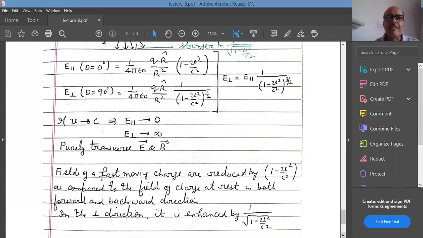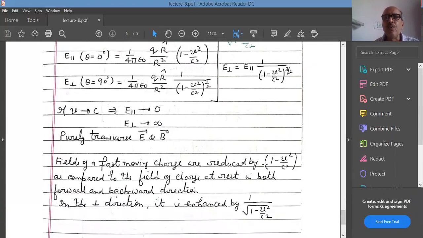Fields of a fast moving charge are reduced by 1 minus b square upon c square as compared to the field of a charge at rest in both the forward and the backward direction, both ahead and behind. In the perpendicular direction, it is enhanced by 1 upon under root of 1 minus b square upon c square. Here the electric field and the magnetic field are also perpendicular to each other. Don't get confused that they are in the same direction.